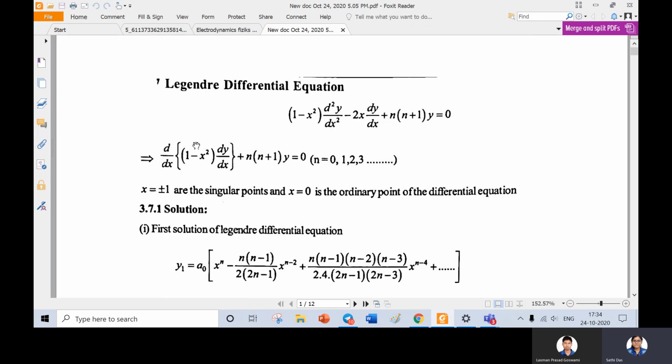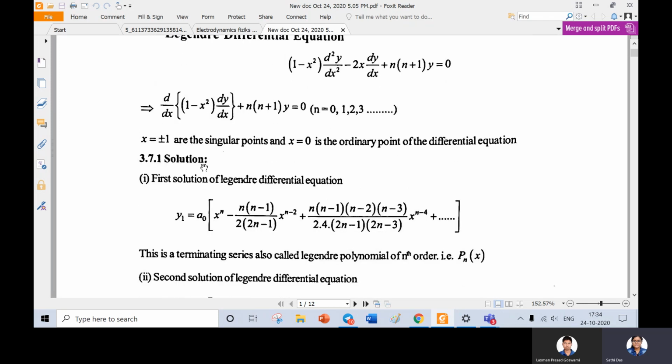You can also write it in this form, that is d/dx of (1 minus x square) dy/dx plus n(n plus 1) y equals 0, where n equals 0, 1, 2, 3, integer values. So x equals plus minus 1 are the singular points here, because at these points it will show singularity, and x equals 0 is the ordinary point of the differential equation.